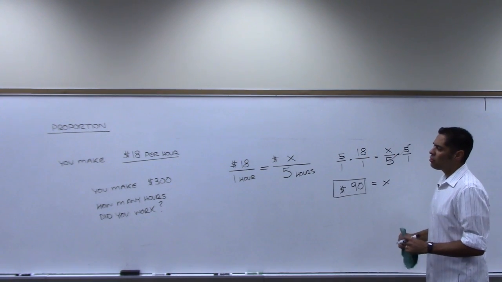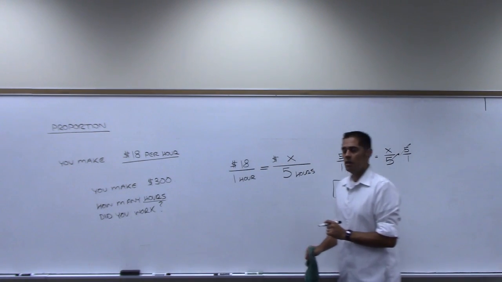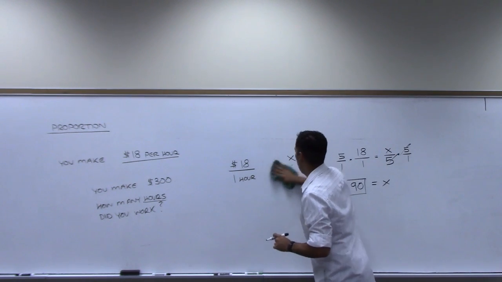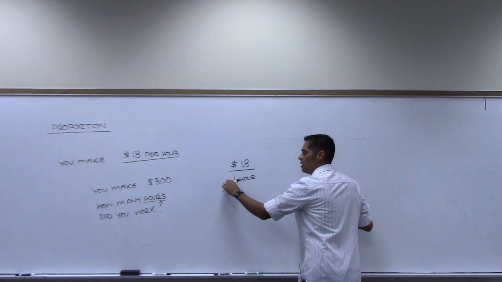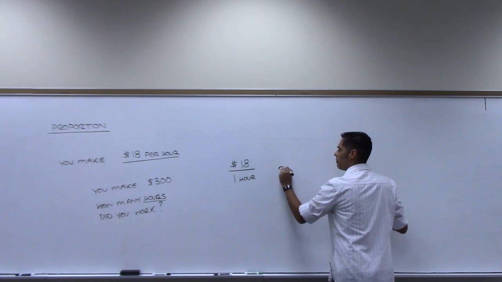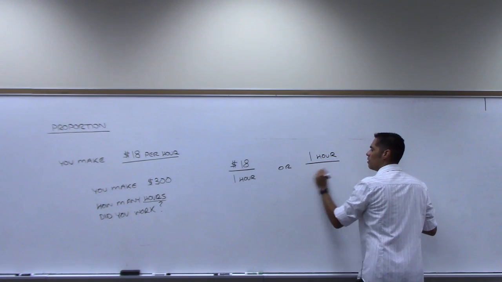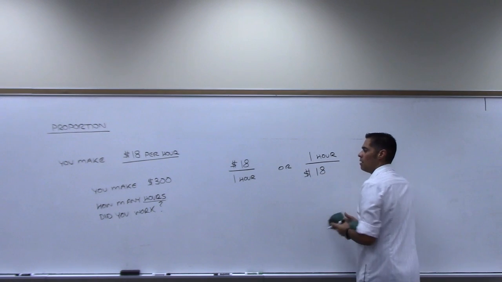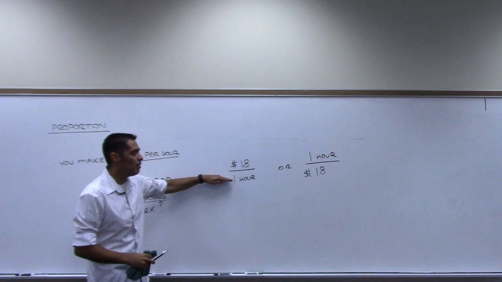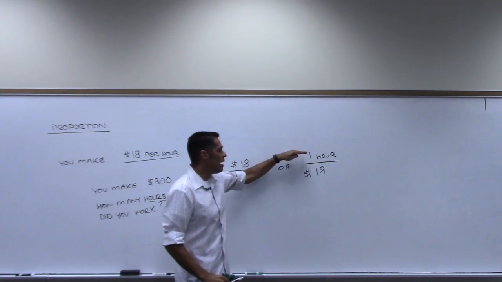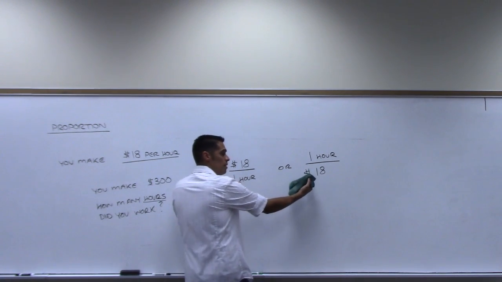All right, so what are we trying to solve for here? Hours. You see that? When I wrote this fraction down, the $18 per hour, we could also have written the other way around. We could have written 1 hour will give us $18. So this ratio, this proportion, is the same. To say you make $18 in 1 hour is the same as saying in 1 hour you make $18. And you are free to use either one of these.